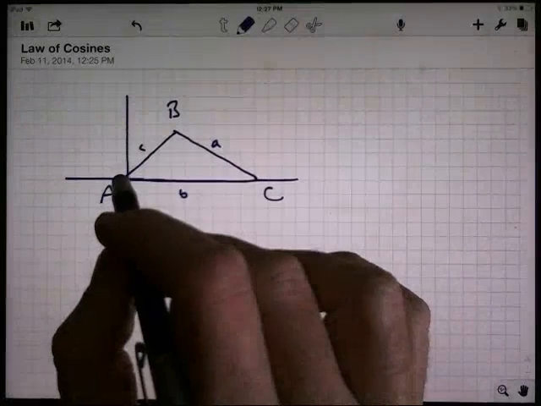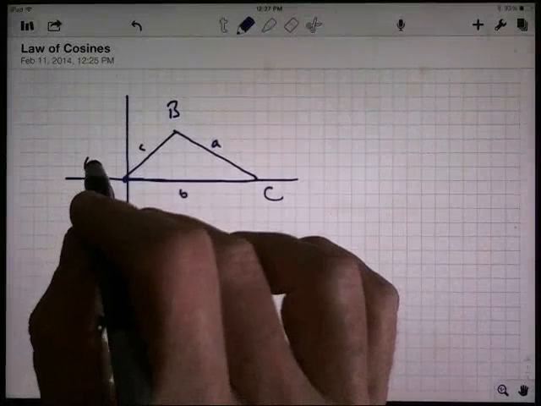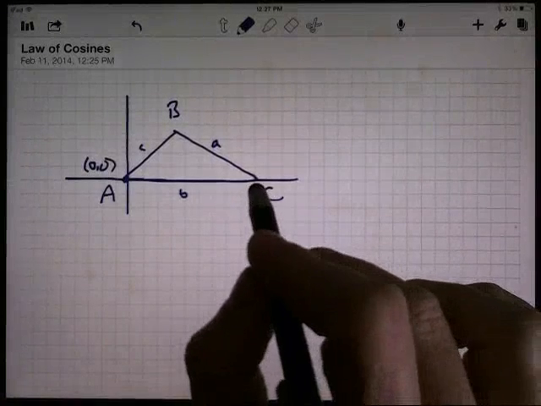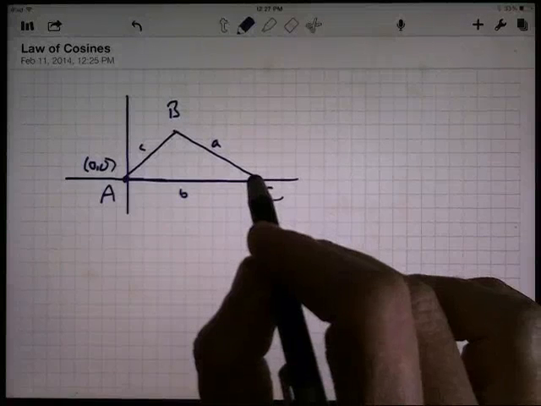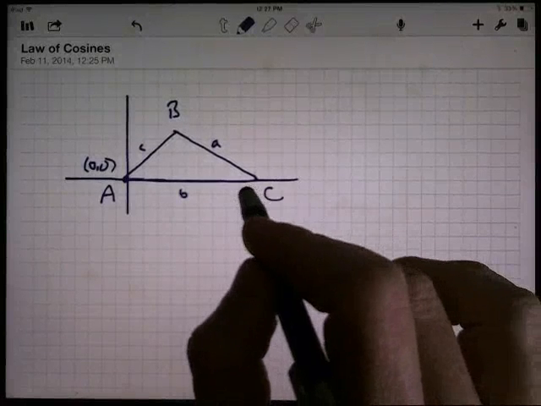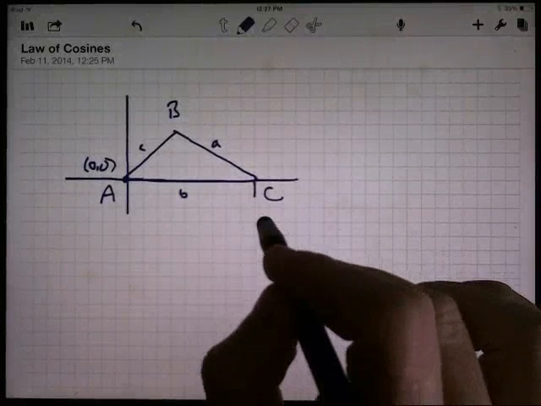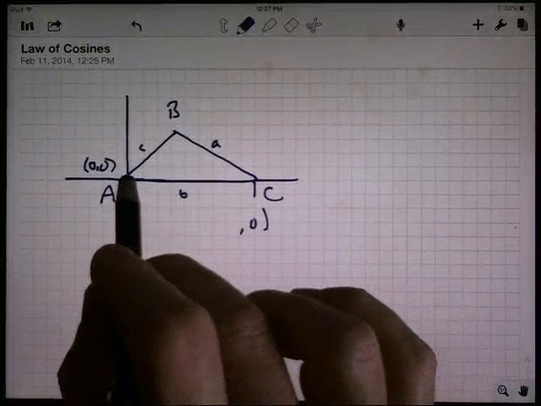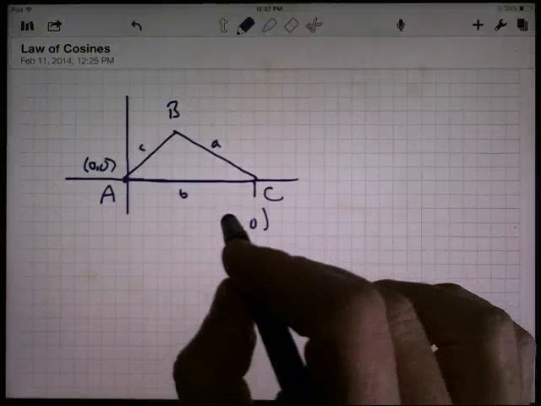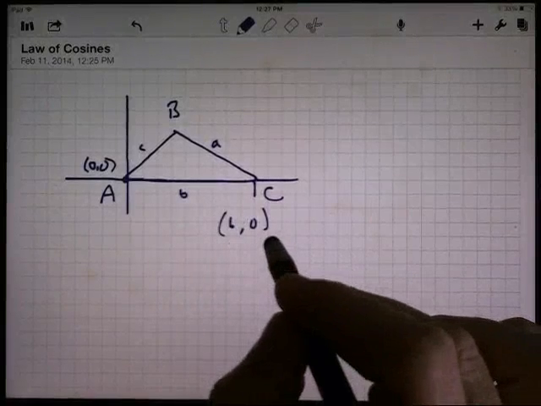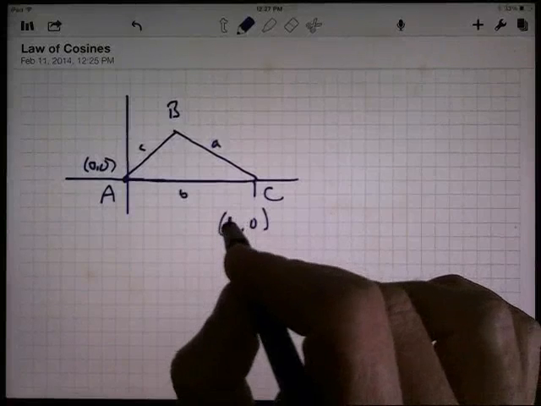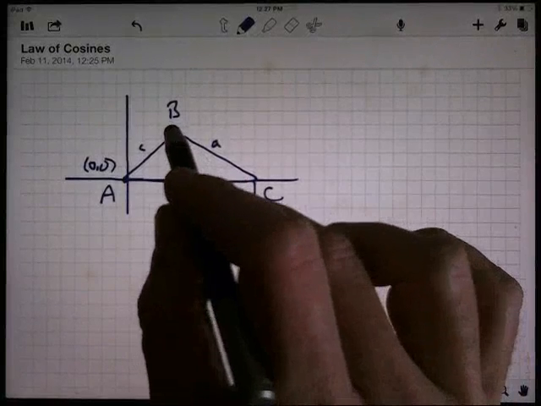I'm going to put coordinates. Maybe it's obvious that the coordinates of point A here are 0, 0. And the coordinates of this point, well, certainly it's on the x-axis, so the y-coordinate is 0. So this point right here has coordinates 0 on the y, and the x-coordinate is this length here, which is B. Right? Now I want the coordinates of this point.